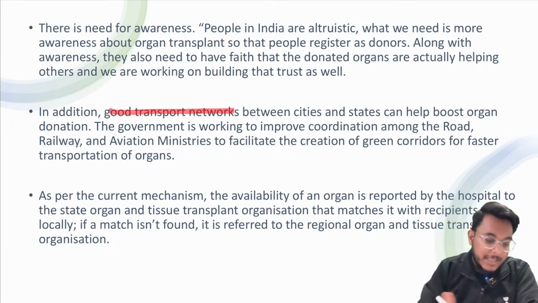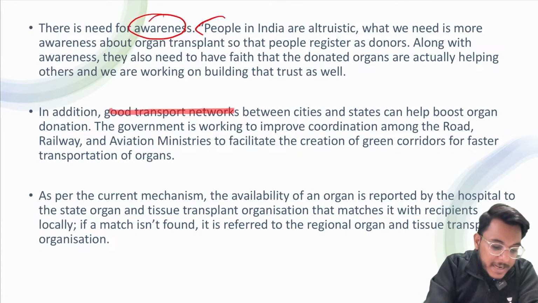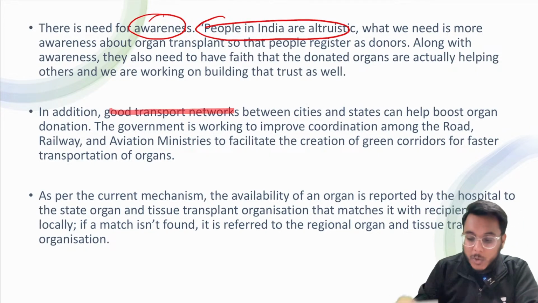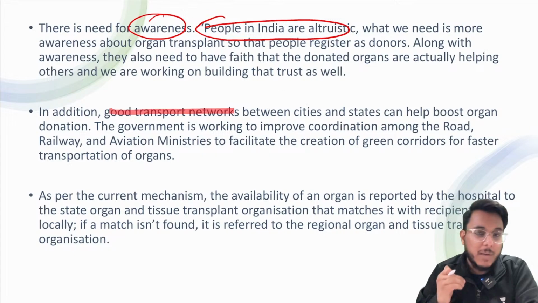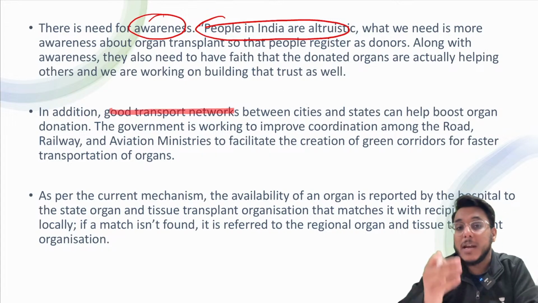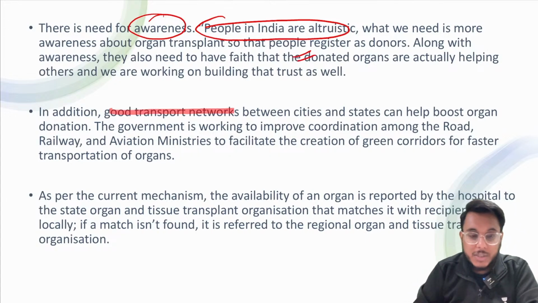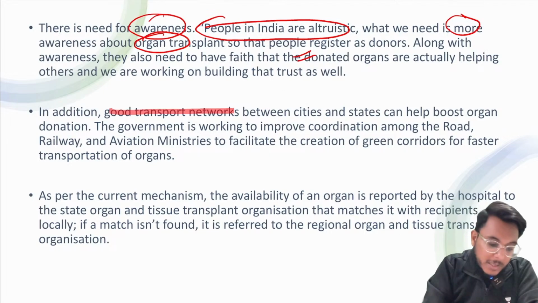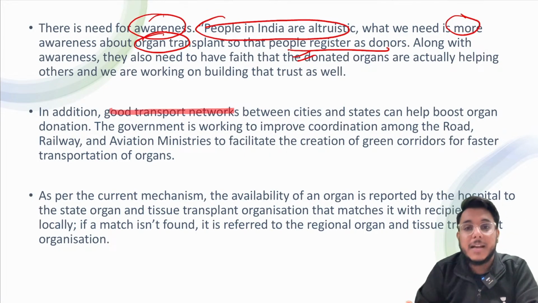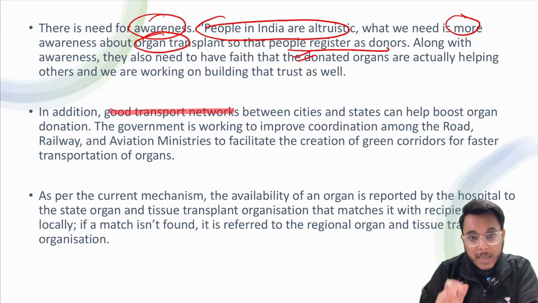The next thing is that we need to make people aware. It is said that people in India are generally altruistic. What is altruism? When you put yourself in pain or discomfort because you want to help others, that is altruism. So people in India are generally altruistic, but they don't have awareness about organ transplant. They don't know how to register as an organ donor. By increasing awareness, that can be done.